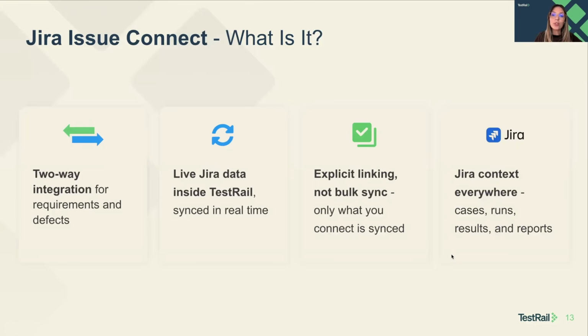So once linked, Jira contexts like status, assignee, and fixed version will be available directly inside TestRail, not just in test cases, but also in test runs, results, and reports. And the result here is that testing and delivery stay more connected than ever in a single workflow with one shared up-to-date view across both tools.